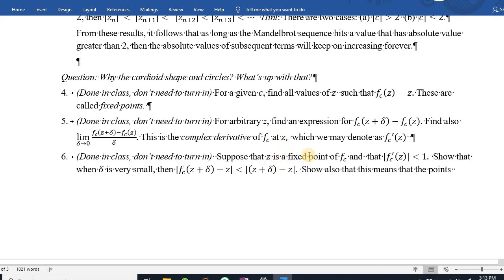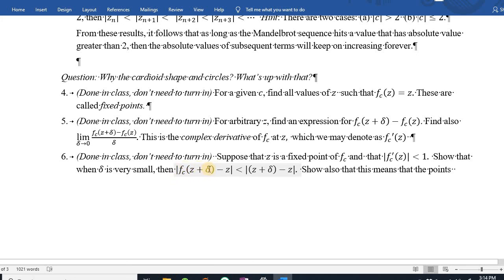All right. So if z is a fixed point of f_c, and the complex derivative at z has absolute value less than 1, then it turns out, and you showed this in class, that if you take some number close to z, which we call z plus delta, and apply f_c to it, then the result is even closer to z than z plus delta. If I apply f_c to this value, it will become even closer. Apply f_c to this, it will become even closer still.